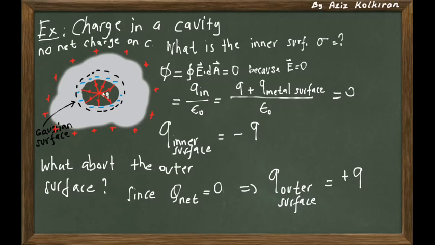Okay, so as you see, whenever you put an extra charge into a cavity, into a metallic cavity, this extra charge will reflect itself on the outer surface of the metal.